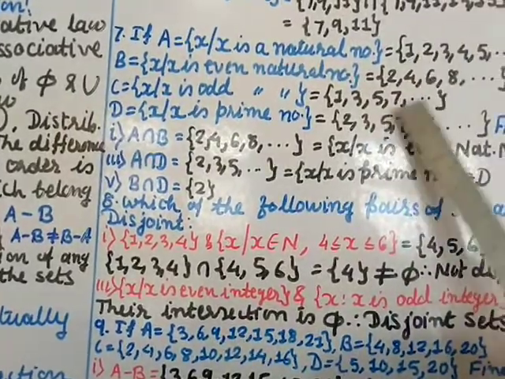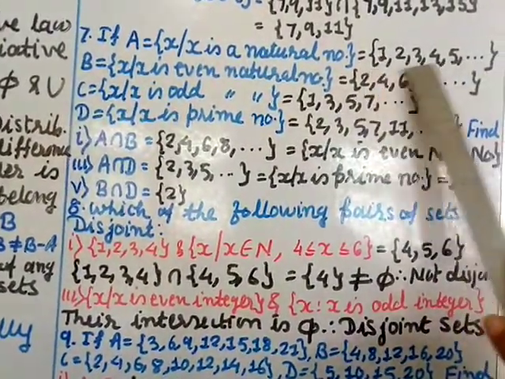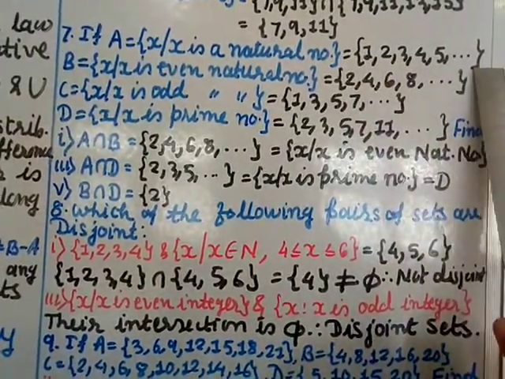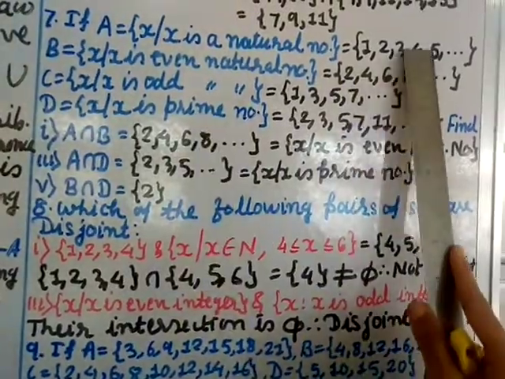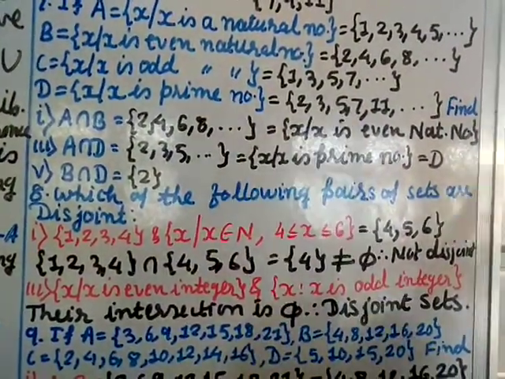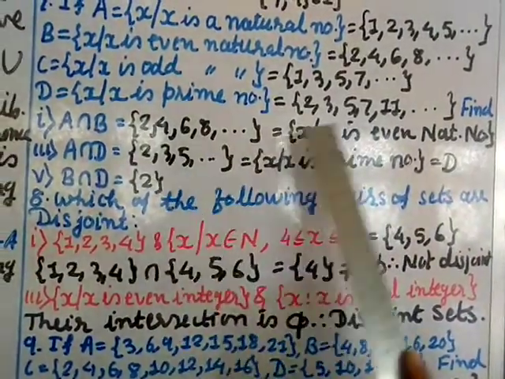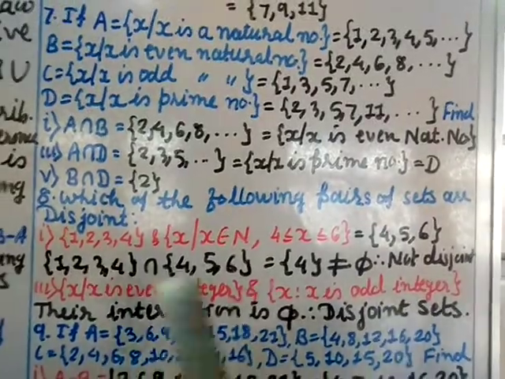Okay, so you can see what will be the intersection of these. We can say A contains all the natural numbers, and D contains 2, 3, 5, only the prime numbers. So the common will be only the prime numbers. You can write 2, 3, 5, 11, up to infinity. So this is nothing but my set D. So, x such that x is a prime number, equal to D.